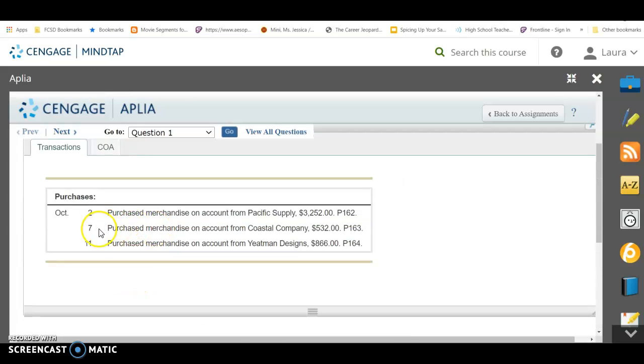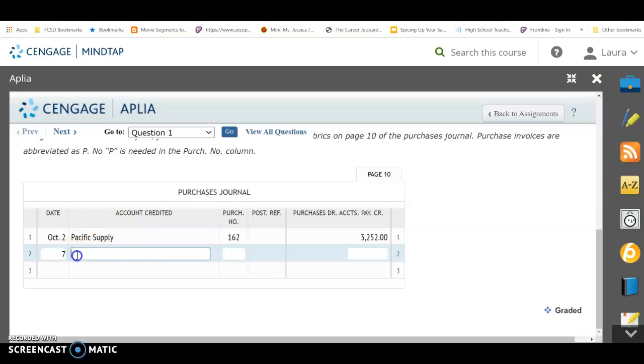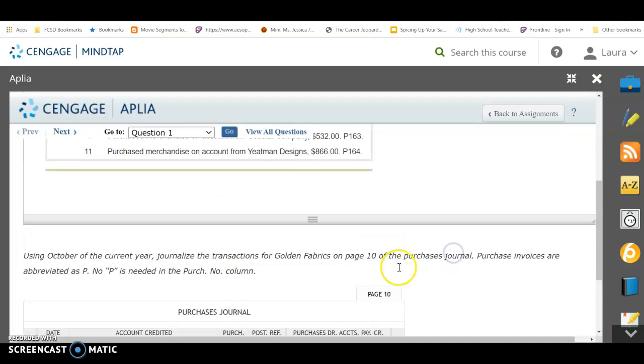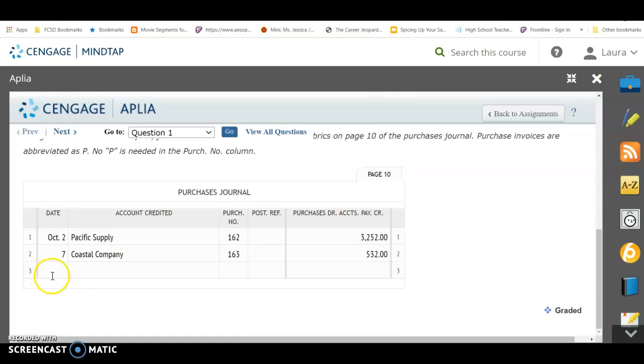Super simple. Next one, October 7th, purchase merchandise on account from Coastal Companies for $532, P163. So we just put the date, the 7th, Coastal Companies, and the number, and these are pretty much going to be in order as well, and the amount 532. And then the third one, October 11th, purchase merchandise on account from Yeatman Designs, 866. So the date is the 11th, Yeatman Designs, 164 is the number, and 866 is the amount.